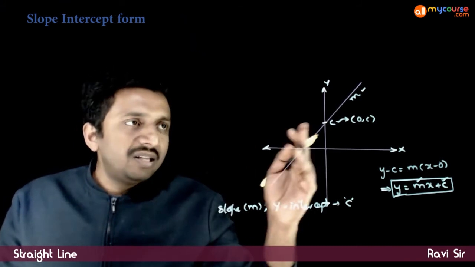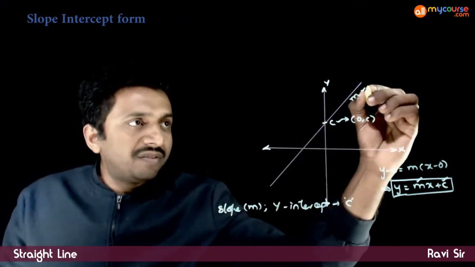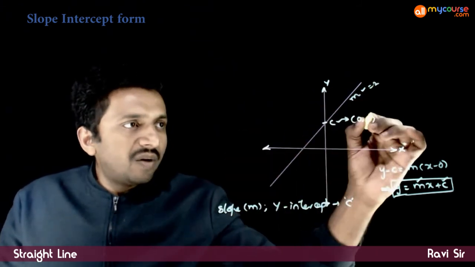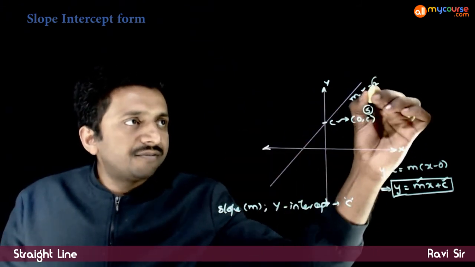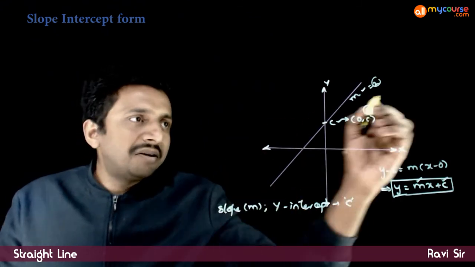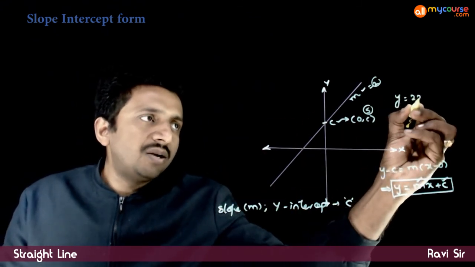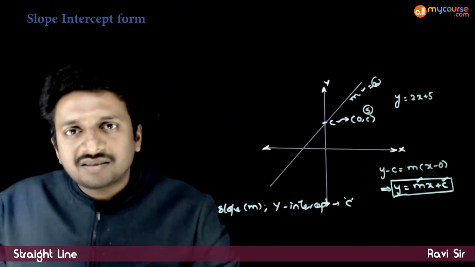For example, if the slope of the line is equal to 2 and the y-intercept of the line is equal to 5, so directly you can write the equation as y is equal to 2x plus 5.